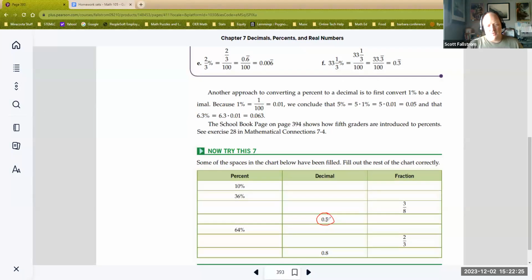If you have a decimal of 0.5, you know that that's 5/10, which is the same as 1/2. As a percent, moving the decimal would get you 50%. So we can go either direction for both of these.